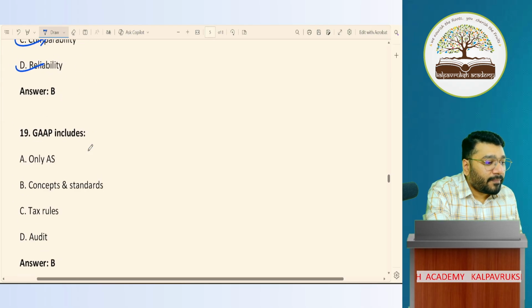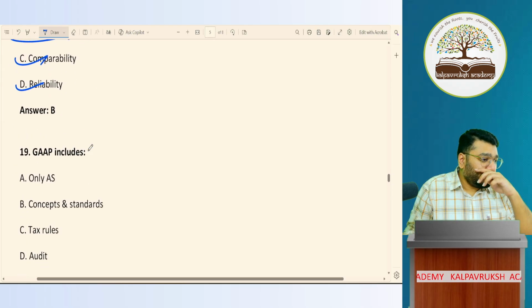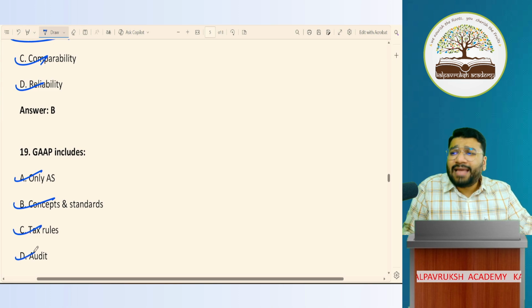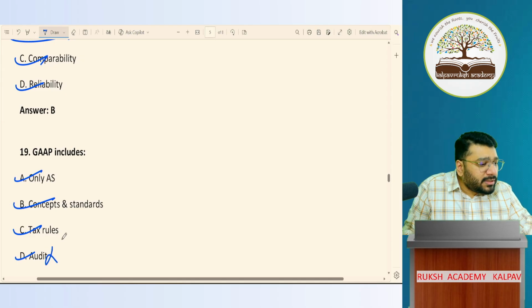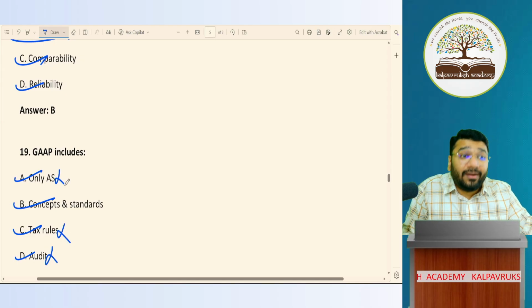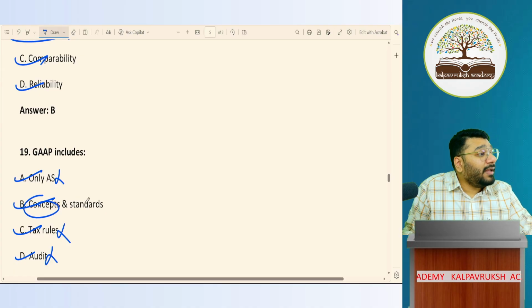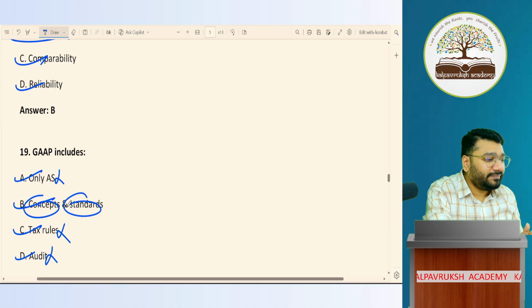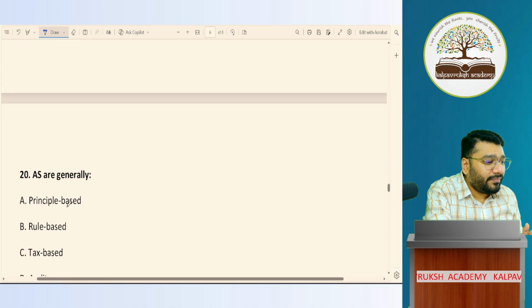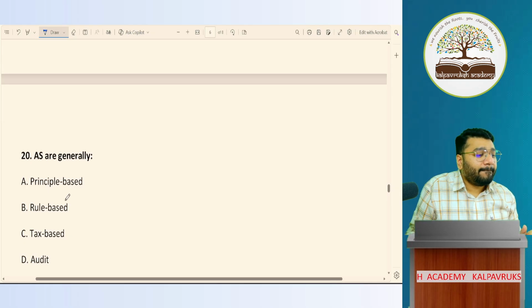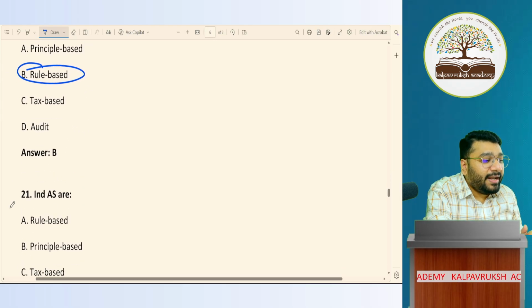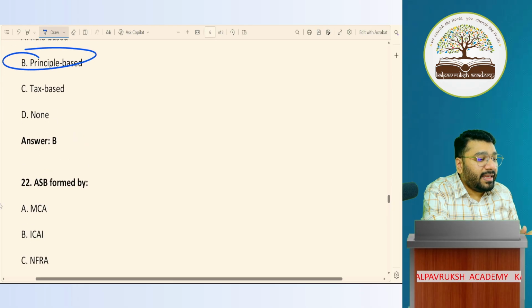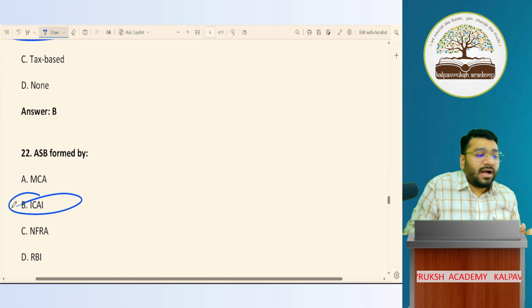GAAP includes only AS, concepts and standards, tax rules and audit. This GAAP tells you how to do audit. Does it talk about tax rules? Is it an accounting standard? No. It is a concept and the standard based on which accounting standards are developed. AS are generally rule based. Ind AS are principle based. ASB is formed by ICAI.